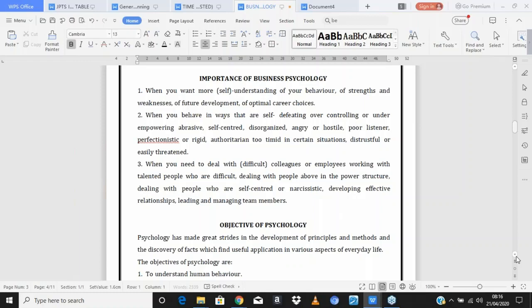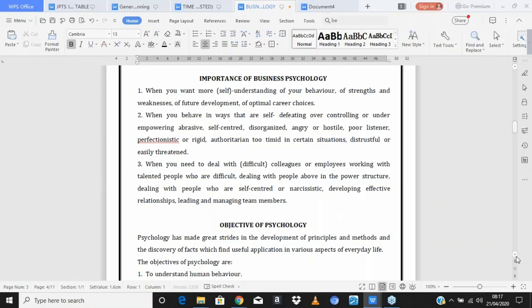Now, we said when people behave in ways that are self-defeating or over controlling or self-centered or disorganized or hostile, or all these different character traits can be understood more when you study business psychology. Okay, and we also said when you are dealing with people, it could be a colleague, it could be a boss, it could be a subordinate, it could be anyone, it could be your fellow student in the work environment.